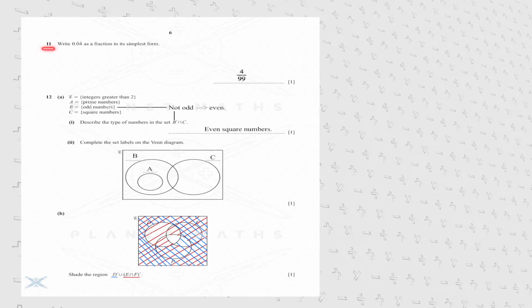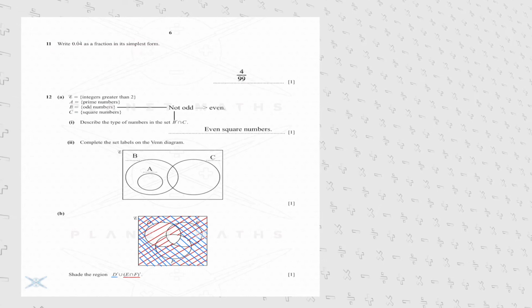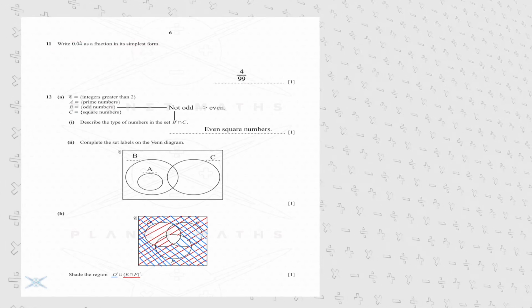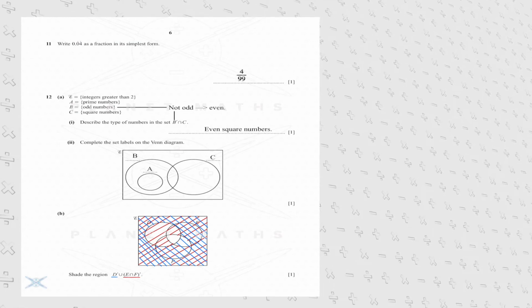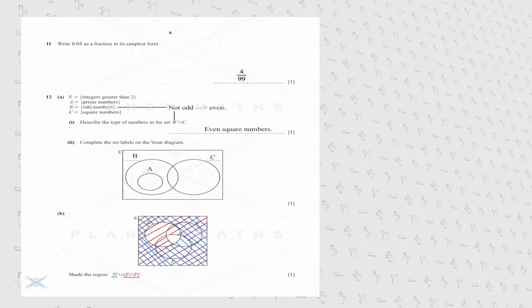In exercise 11, we are supposed to write the following number as a fraction in its simplest form. Those dots mean that those numbers are recurring. Since it's two numbers in succession that are recurring right after the decimal point, our denominator is 99, and therefore the numerator must be 4.